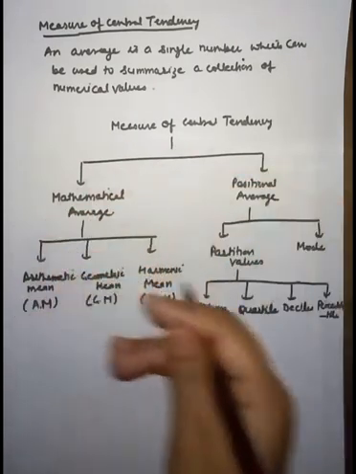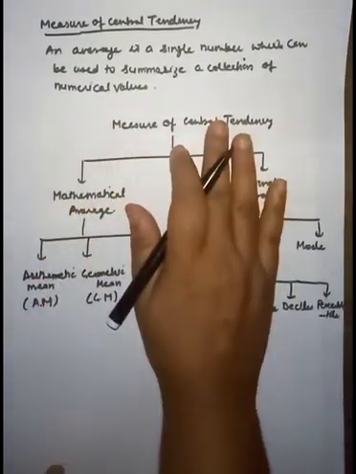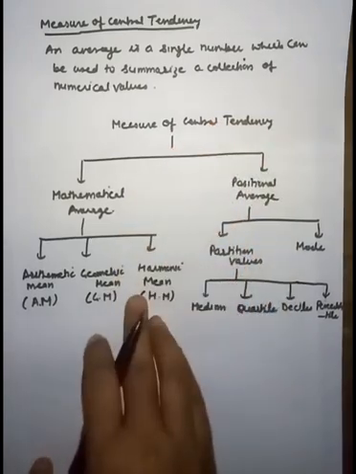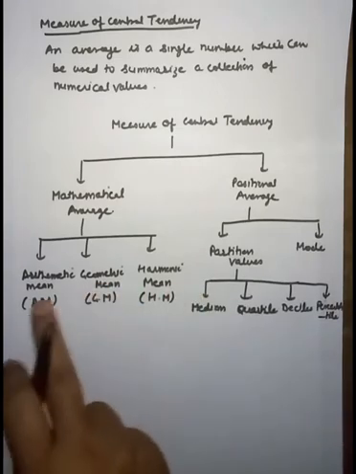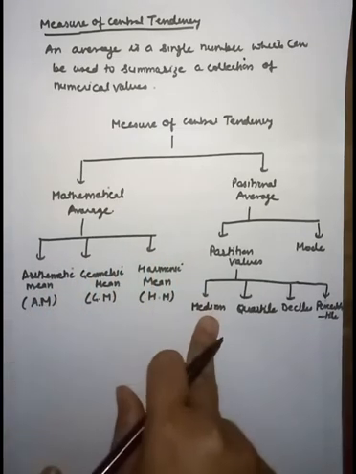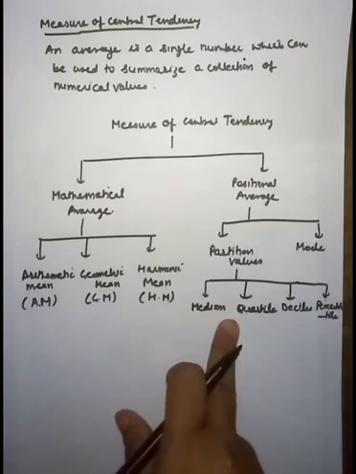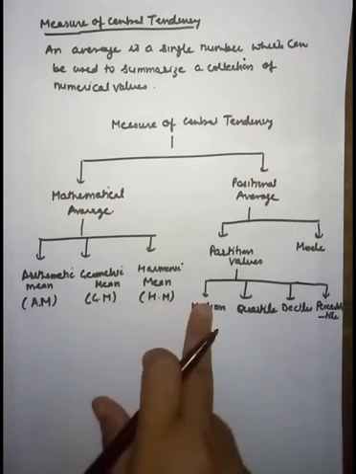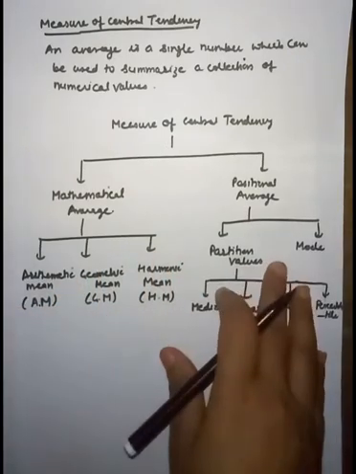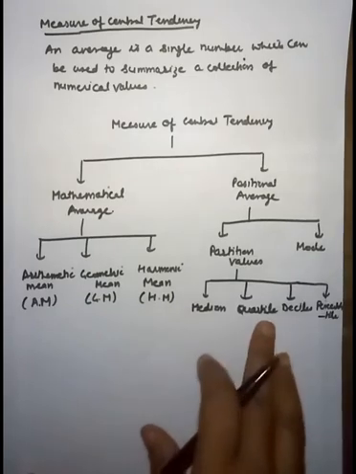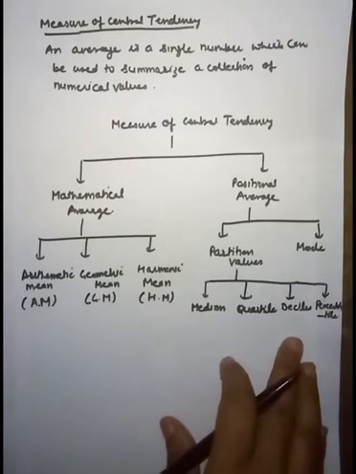So this is the whole chapter, measure of central tendency. So friends, these are the very important types of averages. Most common averages are mean, median, and mode. First we will learn arithmetic mean. First we will learn mean, median, and mode, and after that we will consider the quartile, deciles, and percentiles. Right.